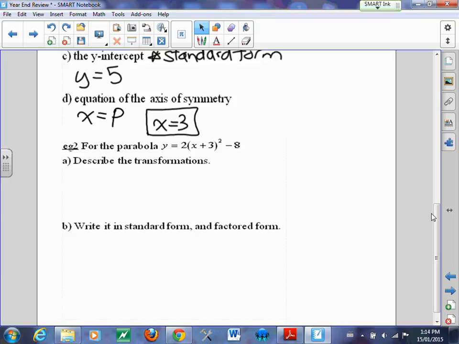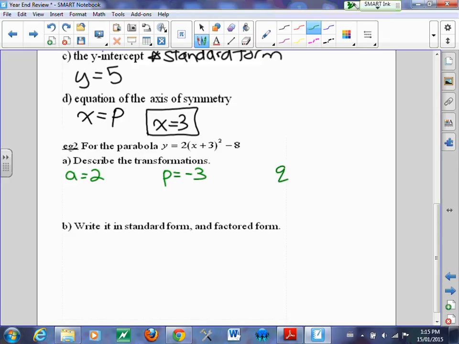Now, transformations are the shifting left, right, up, down, the stretch or compress, or the reflection of the x-axis. So to start with, ladies and gentlemen, let's identify our A, P, and Q. A equals 2, that's going to tell us something. P equals negative 3, that's also going to tell us something. And Q is going to equal negative 8.